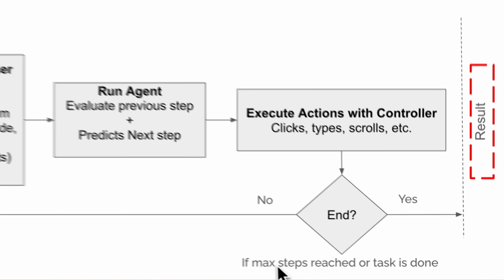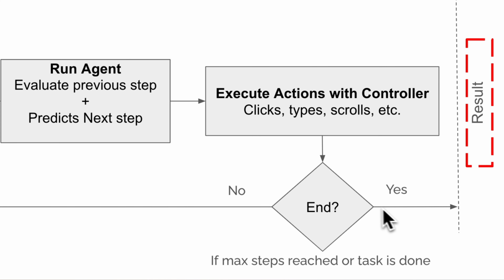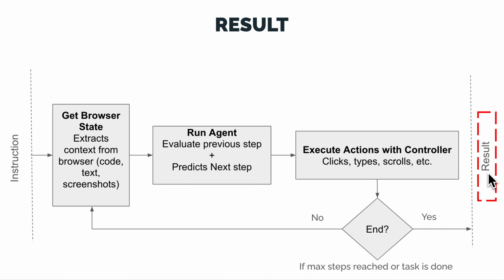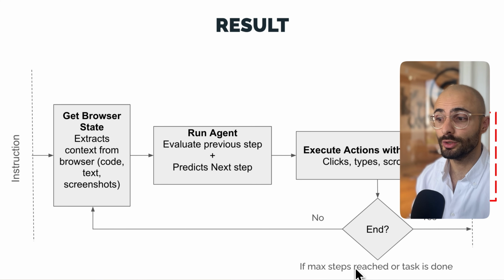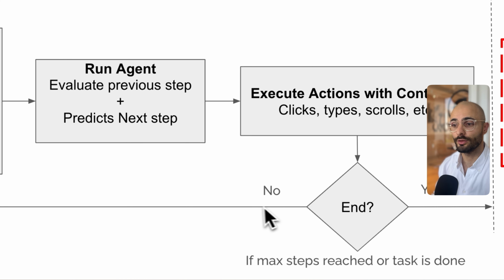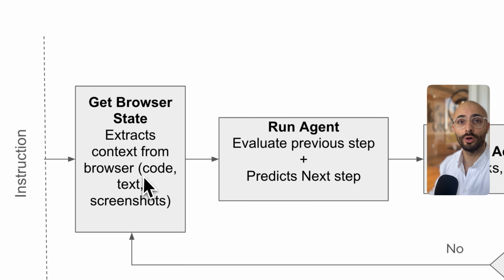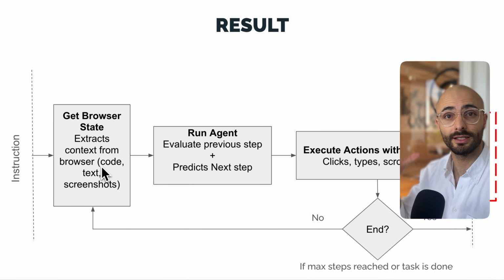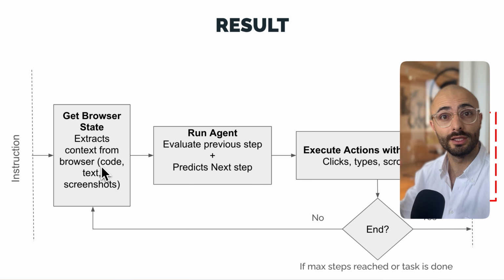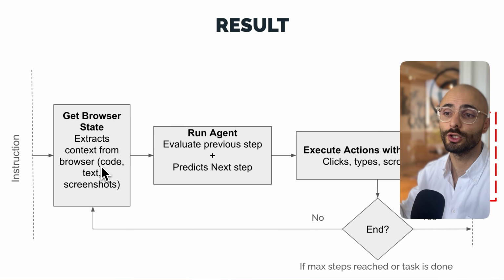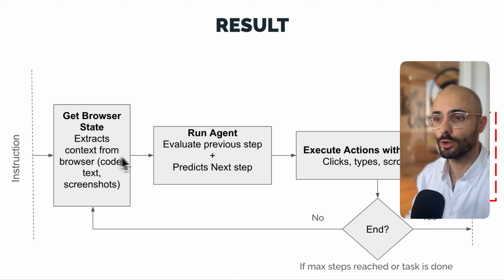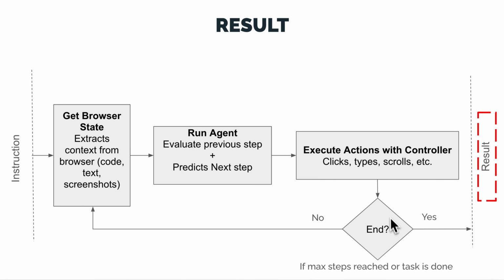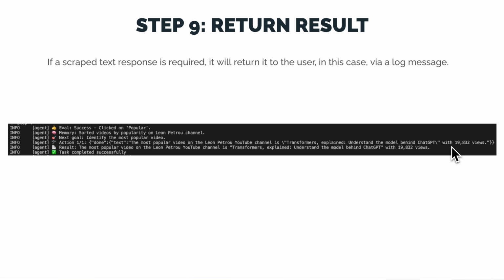So the task will end if the max steps is reached or if the task is done. It'll then move down to yes and it'll display the result. If the max steps is not reached and the task is not done, it'll move down the no path and loop back and scrape the browser state again, and extract all that information. It'll generate a new interactive element list. It'll generate a new screenshot, etc. And it'll run through this whole state. It'll run the agent again to predict the next step. And it'll then execute that with the controller. It'll make the decision and keep running in a loop until the task is actually done. And then it'll move down the yes path and display the result.